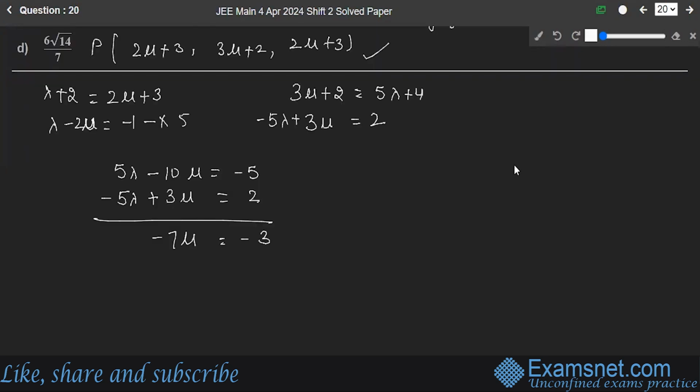Here is a small mistake. Sorry, this was not supposed to be minus 1. This should be 1. So here will be plus 5 and here will be 7. This gives me mu is equal to minus 1. Now let's solve for lambda.